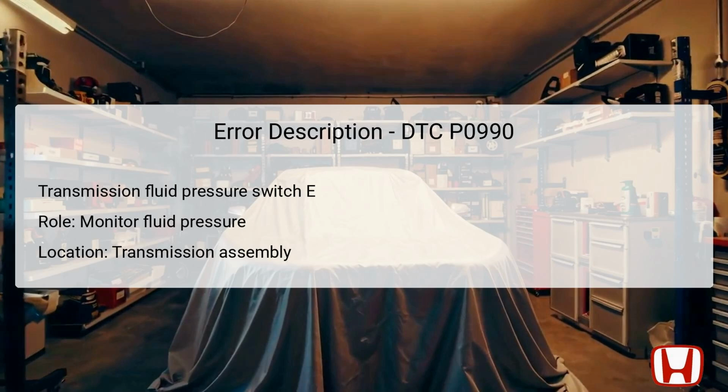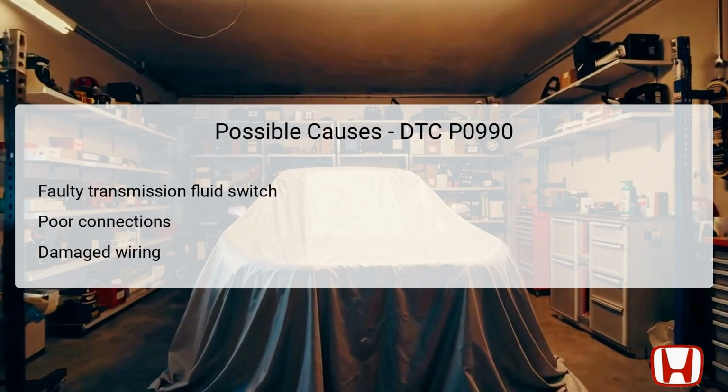The switch can be found within the transmission assembly, and it plays a crucial role in ensuring that the right amount of hydraulic pressure is maintained for optimal gear shifting. The PCM uses the information from this switch to adjust the operation of the transmission. When a problem is indicated by this DTC, it's essential to evaluate the transmission system thoroughly to address any underlying issues. There are several potential causes for the DTC P0990, each requiring careful consideration during troubleshooting.